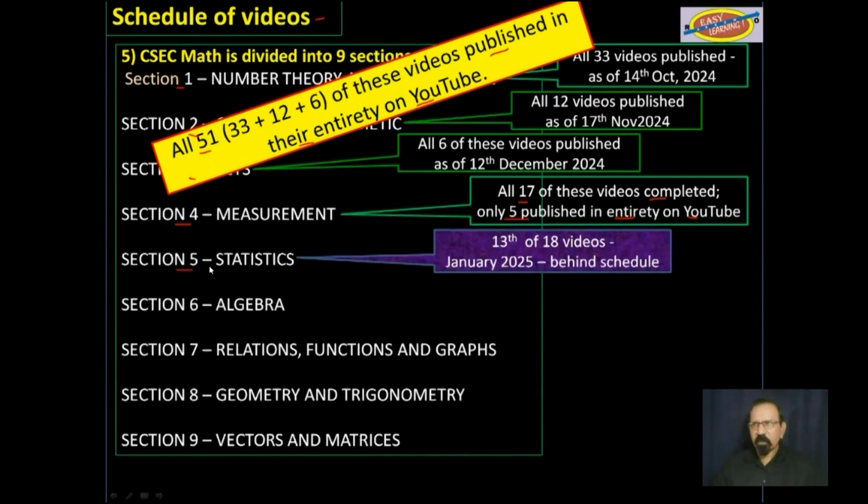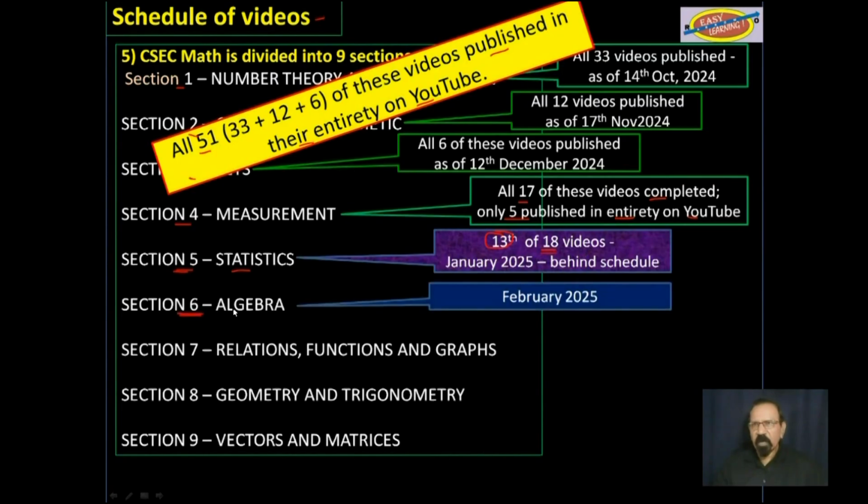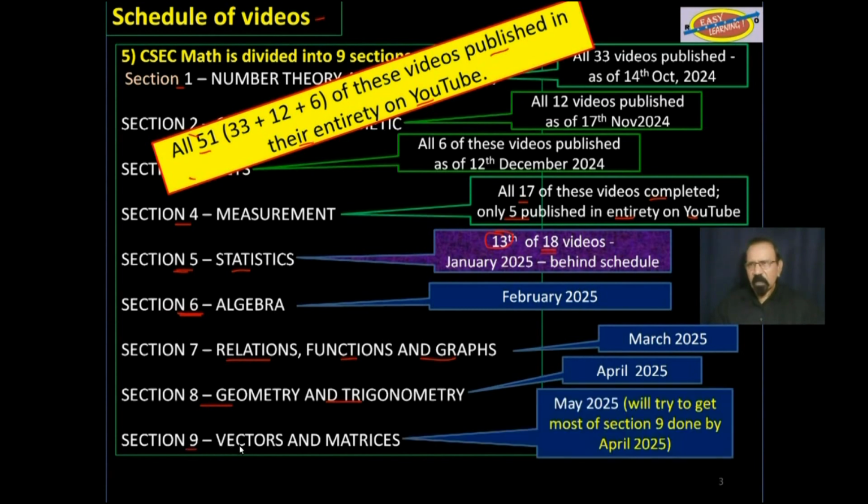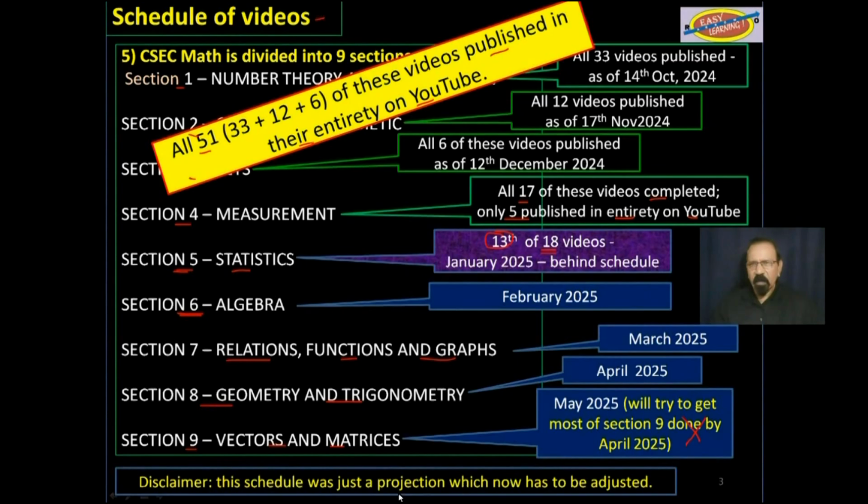We are now at section 5, statistics. This is the 13th of 18 videos. After that, we still have to do algebra, followed by section 7, relations, functions, and graphs, section 8, geometry and trigonometry, and finally section 9, vectors and matrices. This schedule is no longer valid. It has to be adjusted as I am far behind schedule as of now.